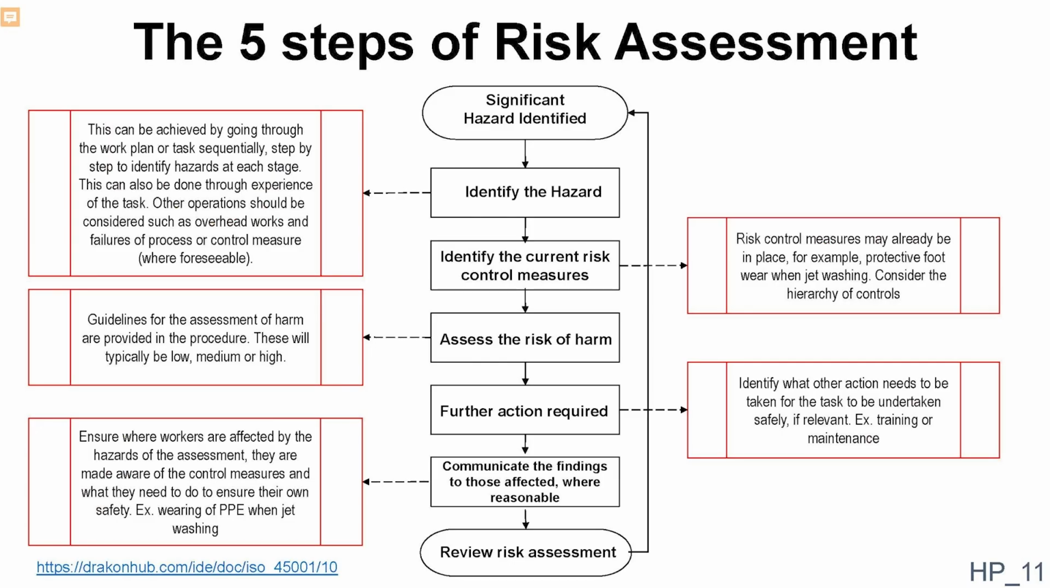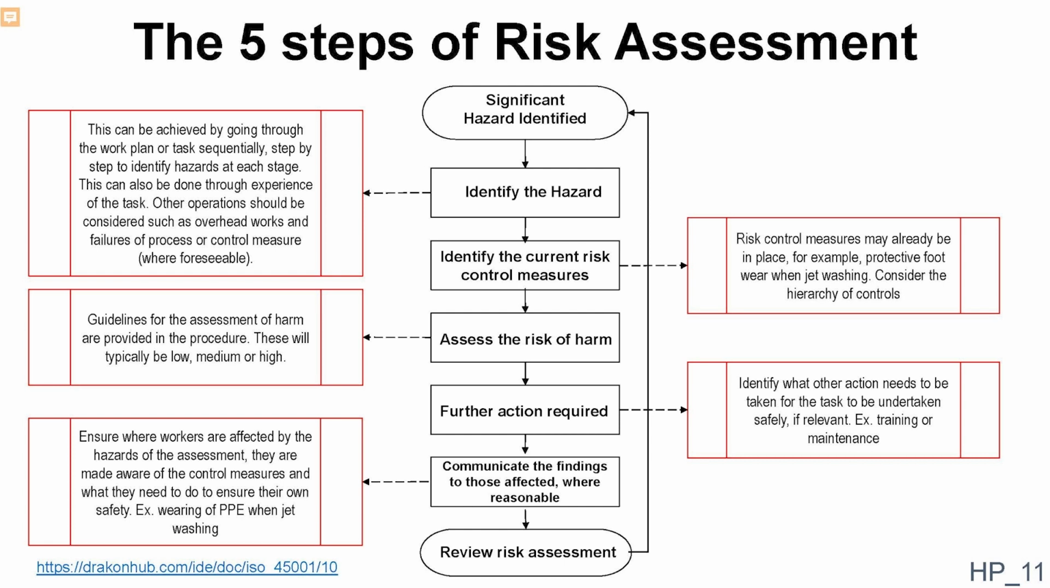And then this is the step for risk assessment: identifying the hazard, identifying the control measures, assessing the risk of harm, and what further action can be taken. That's again what I spoke about before: minimising, reducing, substituting, and then communicating the findings so all are aware in the organisation. So that's wearing extra PPE.